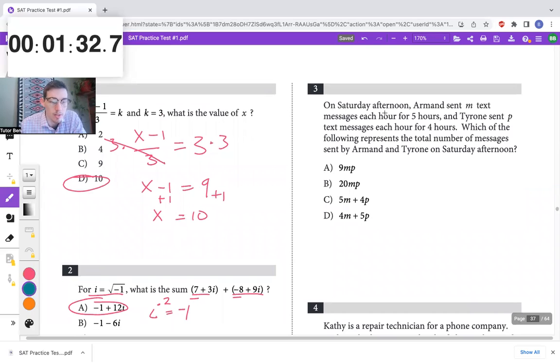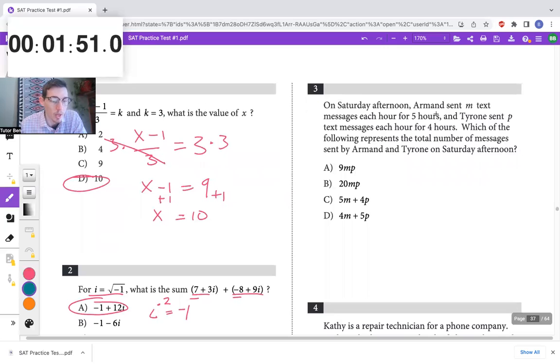On Saturday afternoon, Armand sent M text messages each hour for 5 hours. Tyrone sent P text messages each hour for 4 hours. Which of the following represents the total number of messages sent by Armand and Tyrone on Saturday afternoon?